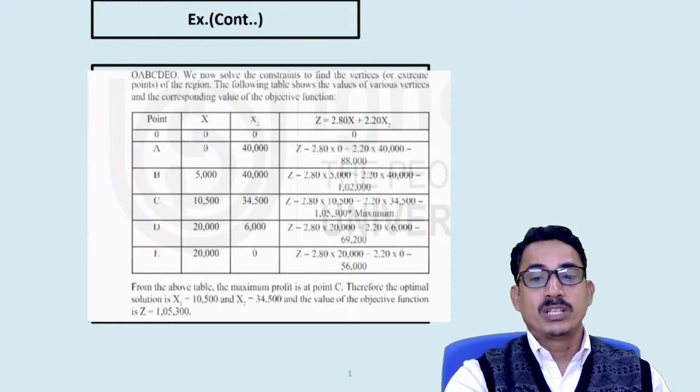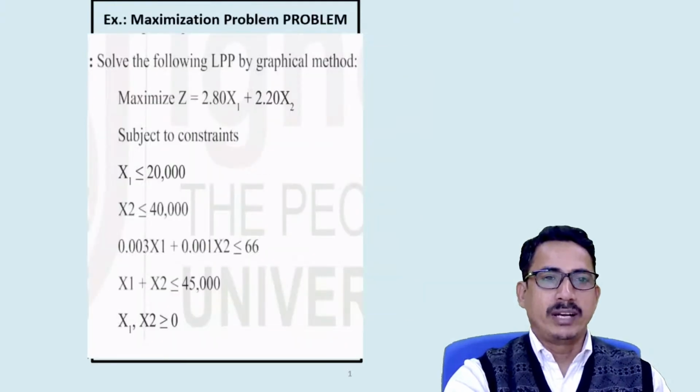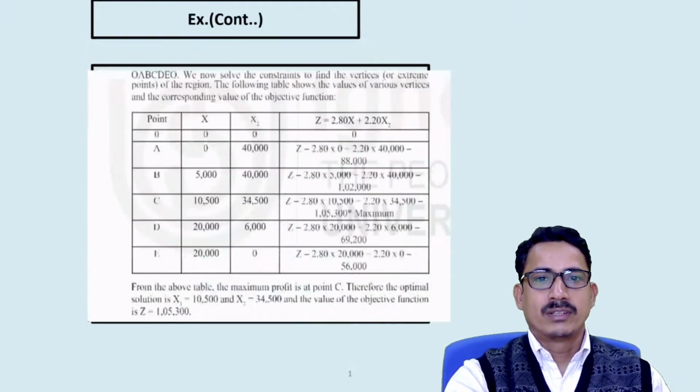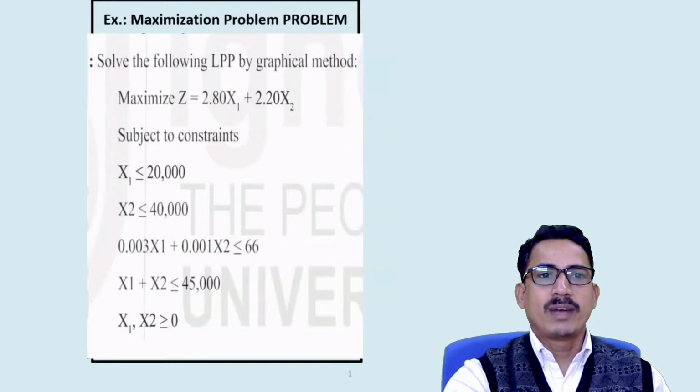Now all these point values are put in the objective function. What is the objective function? The objective function is max z equals 2.80 x1 plus 2.2 x2. Whatever the x1, x2 values are for each point, they have to be put in the objective function. After putting them in, you get the value of z at A as 88,000, then at B as 1,02,000, then 1,05,300, 69,200, 56,000. Now which one is maximum? 1,05,300 is maximum. What is the question? The question asks about max Z.